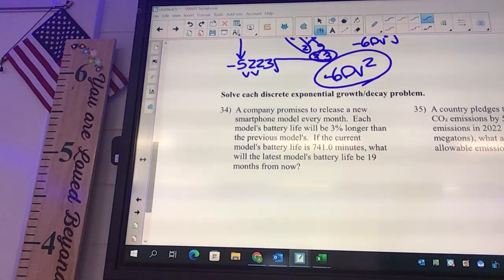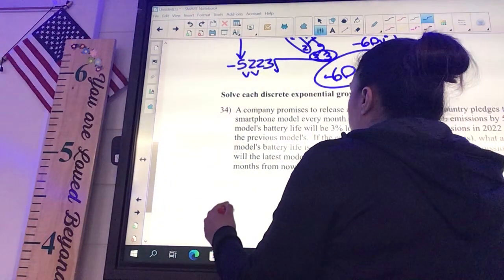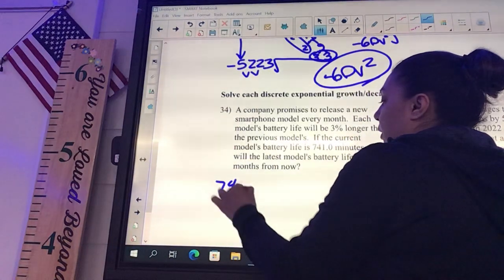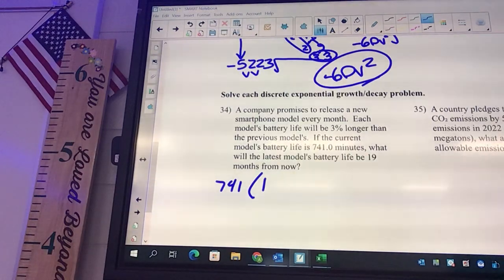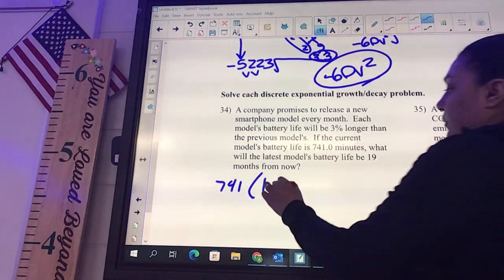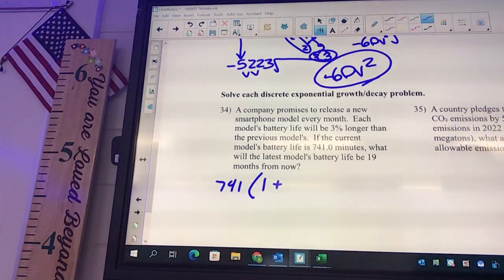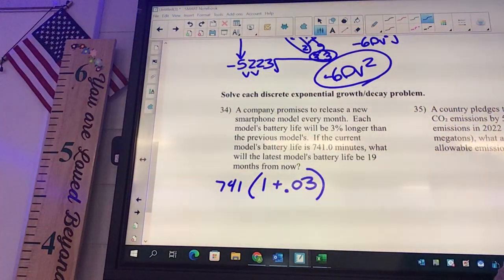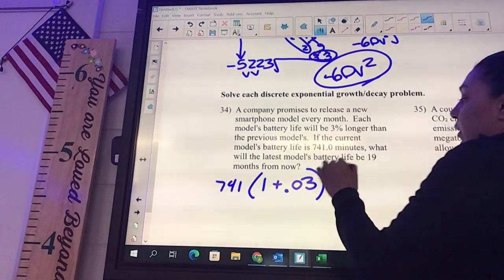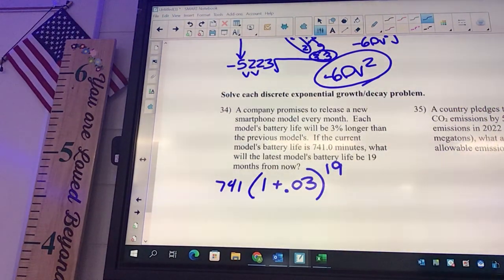Okay, so our phone battery life starts out at 741 minutes. And we say 1, is it going to be plus or minus? Plus. 1 plus 0.03 to the 19. They want to know after 19 months, what is our phone life going to be?